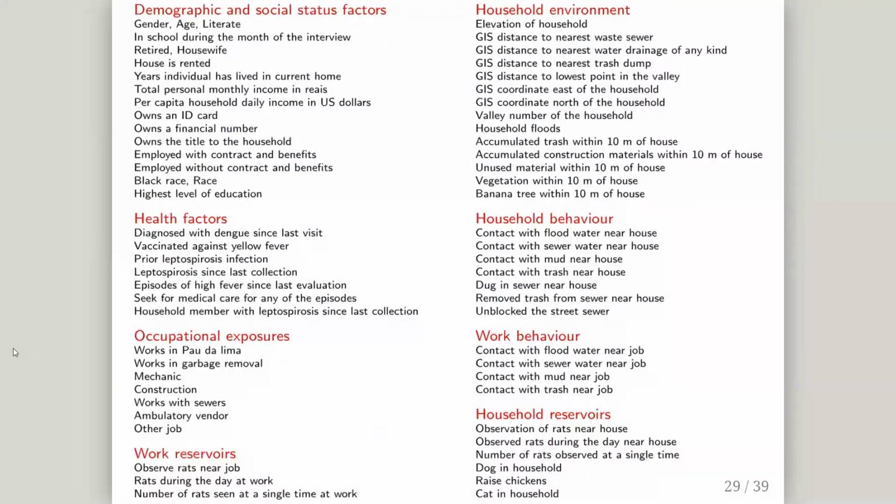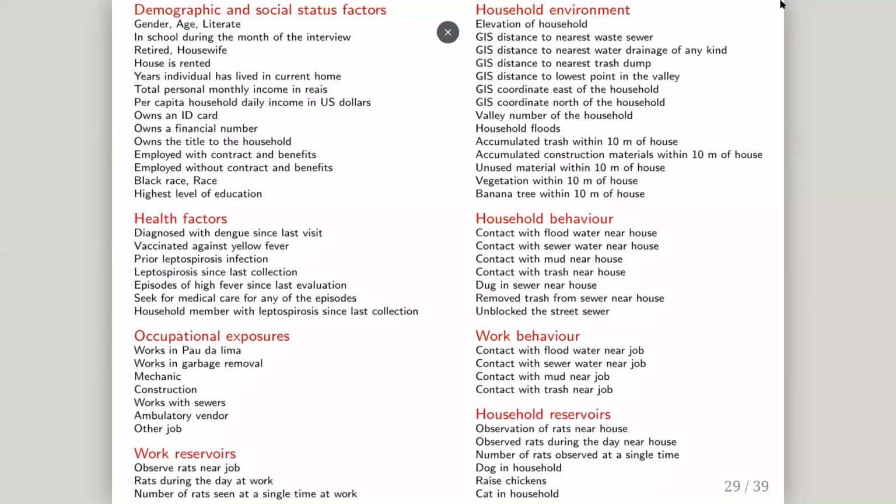And these are the covariates we recorded. They are grouped in eight categories. We have demographic and social status factors such as gender, age, being illiterate. We have health factors such as diagnosed with dengue since last visit or vaccinated against yellow fever. Occupational exposure such as working in Paula, Lima or working in garbage removal.